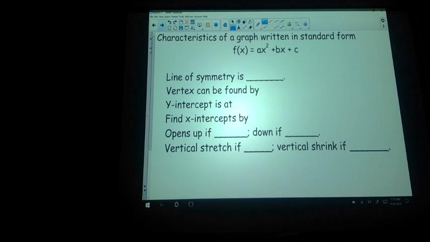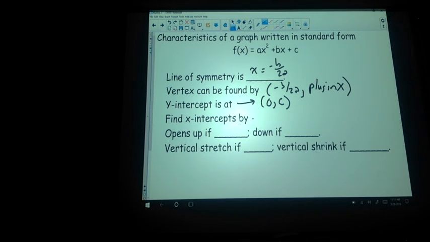All right, characteristics of a graph written in standard form, ax squared plus bx plus c. The line of symmetry, again, is x equals negative b over 2a. Once you find that, you know the x component of your vertex all the time. The vertex can be found by doing the negative b over 2a, and then plug in x, and that'll solve for y. The y-intercept is located at 0, c when it's in standard form. The other forms don't really reveal the y-intercept as easily.